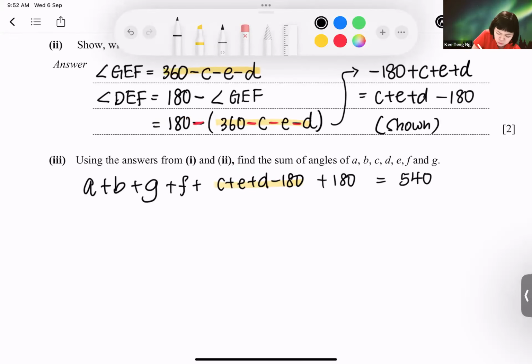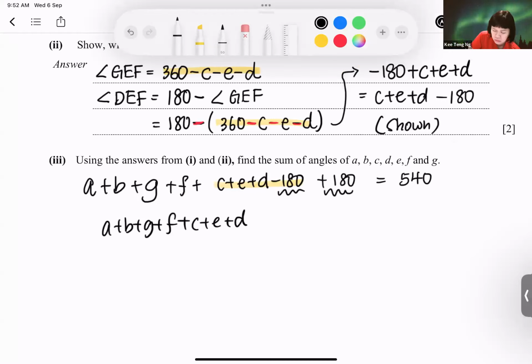So now let me try to simplify. A plus B plus G plus F plus C plus E plus D, plus 180, equals to the number 540. This is what I have. Do you all get the same answer as me? Anyone? Yes, same answer. No, not same answer. Then what answer do you get?